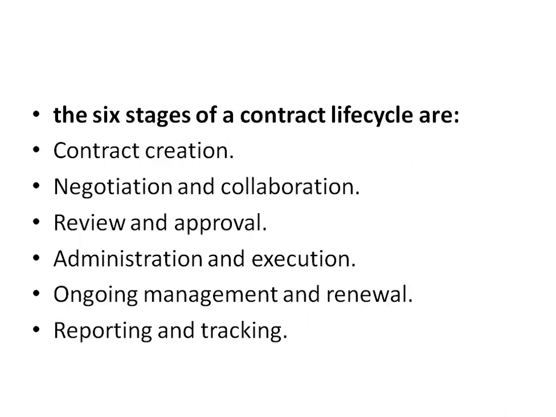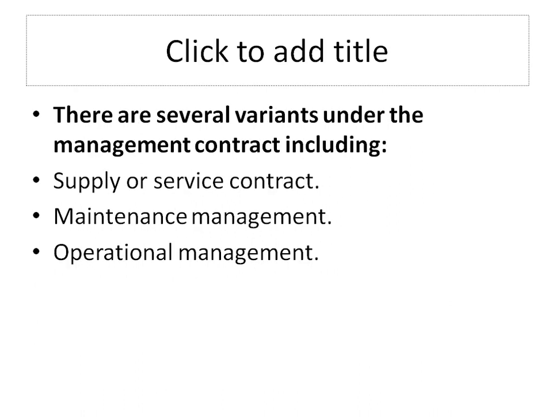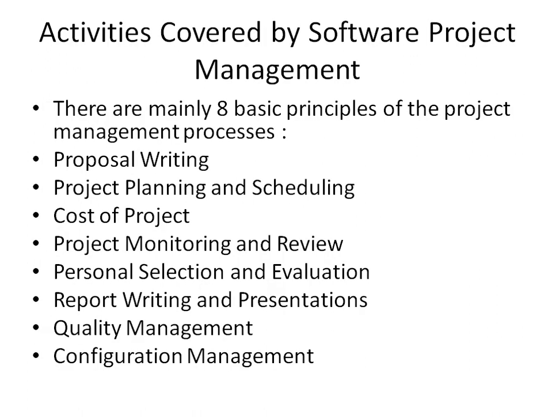The six stages of the contract life cycle are: contract creation and negotiation, collaboration and review, approval, administration and execution, and ongoing management and renewal, and reporting and tracking. There are several variants under contract management, including supply or service contracts, maintenance management and operational management. Then, activities covered by software project management.